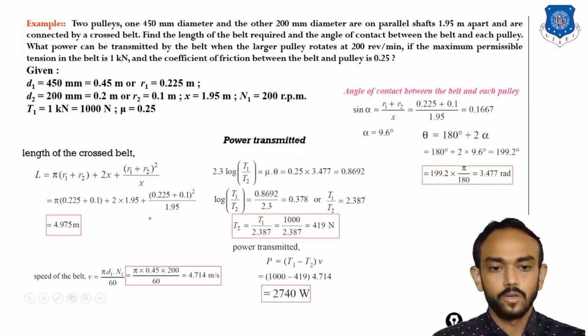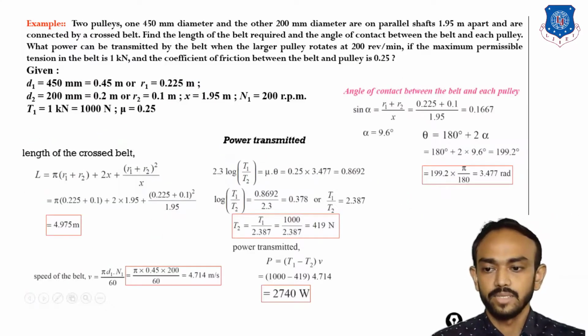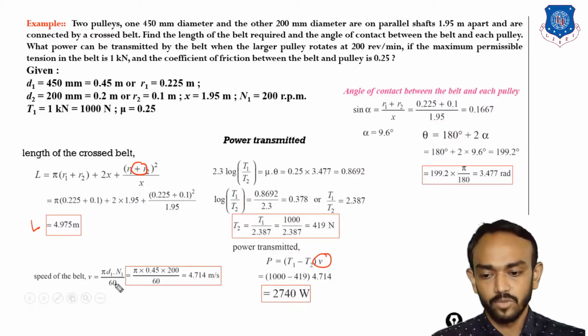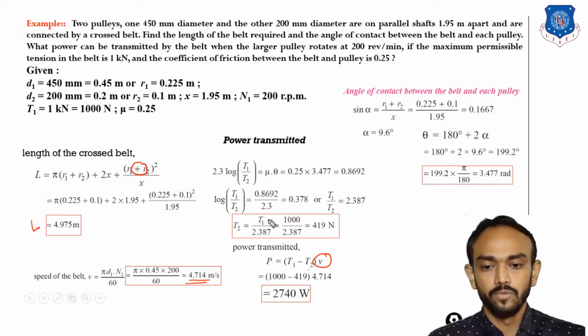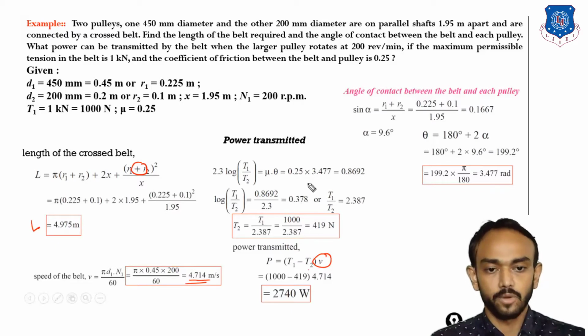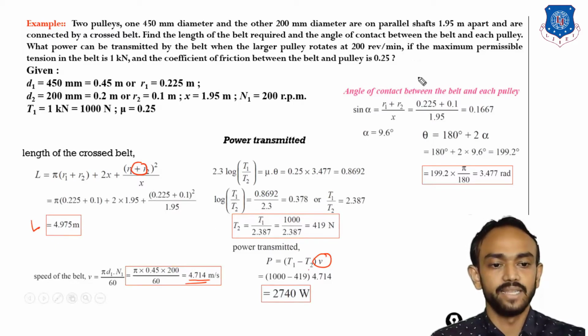Okay, so this is the total example calculated here. You can see how you will find the length here, but remember that there will be plus. In power you will use the equation (T1 minus T2) into velocity, and for that velocity you will use the formula pi d1 n1 upon 60. And for T2 you will use the e raised to mu theta formula, but for that you have to find this theta here.